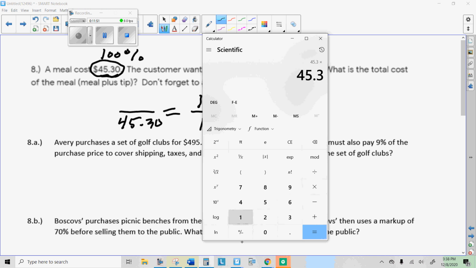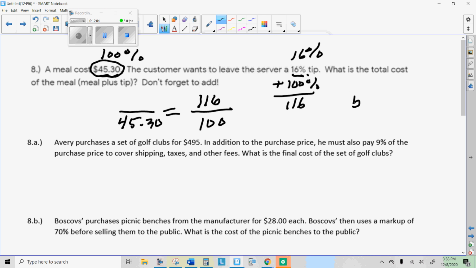And you could do a little shortcut. You could divide the 116 by 100 first, which would give you 1.16. And that gives us 56.26 for the cost of the meal.